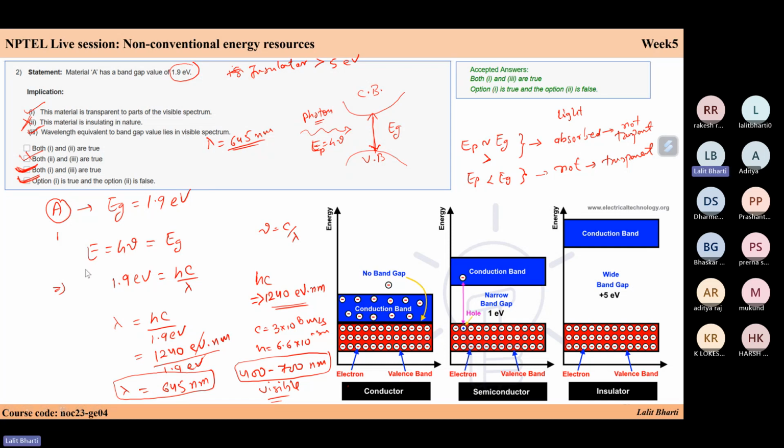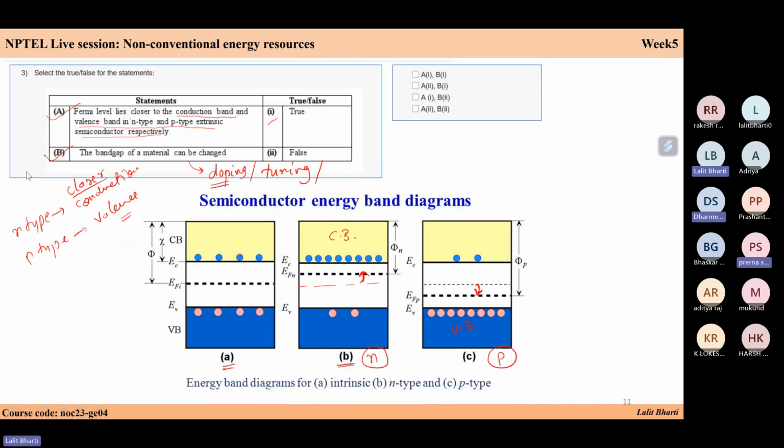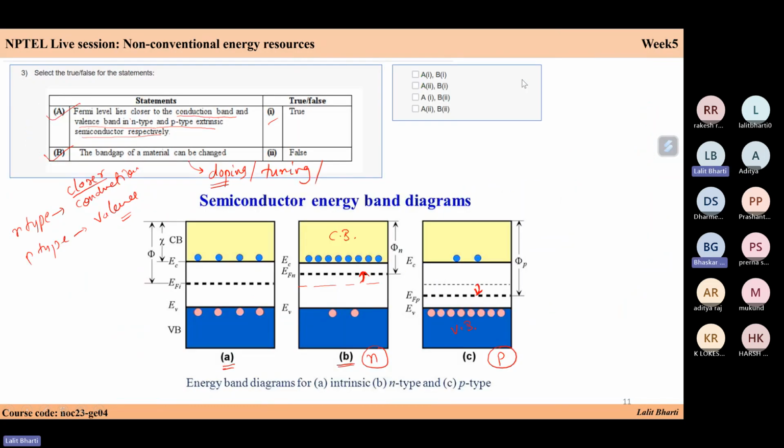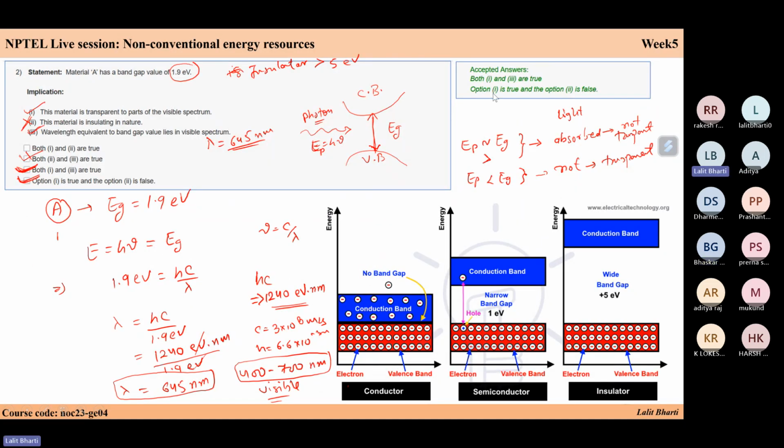So is it clear to all, or should I repeat it again? Yes, sir. Sir, options third and fourth are correct. So in this case, options third and fourth. Yes, third and fourth are correct. Basically, the options given here are correct. Yes, sir. Third and fourth correct. Okay.